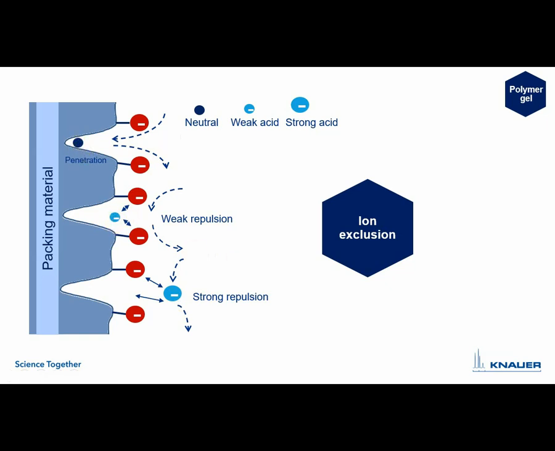So maybe you are familiar with size exclusion. It's nearly the same mechanism. There, a molecule is just too large to go inside the pores. And for ion exclusion, the molecule is too highly charged to go inside the pores because strong repulsion is happening here.